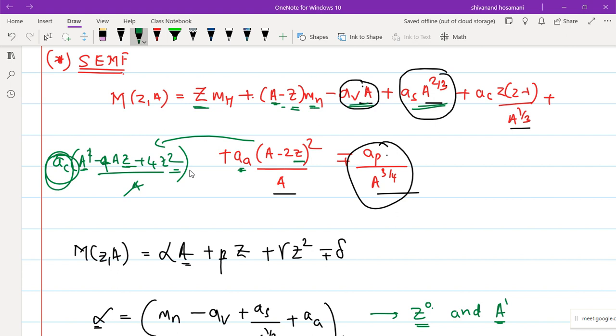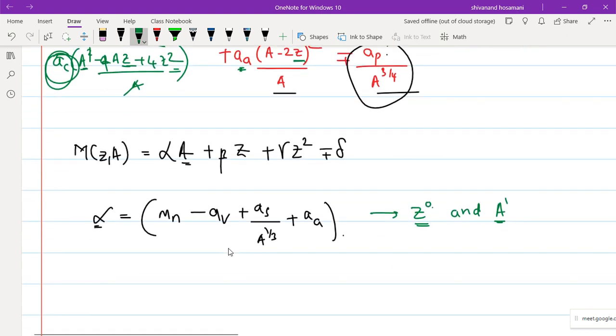Here Z dependency is there, here Z square dependency is there. By separating out all the terms individually, we get alpha as this one. This only depends on Z power 0 and A power 1. Now look at this, the Z coefficient is treated as beta. This beta is actually equal to the mass of the hydrogen minus mass of the proton, then minus AC divided by A to the power of 1.